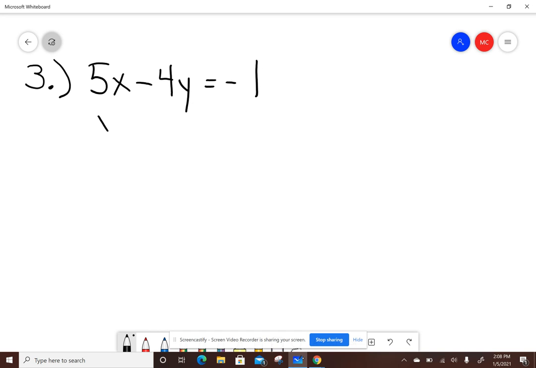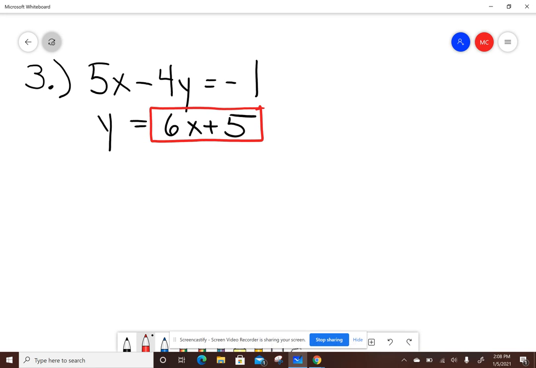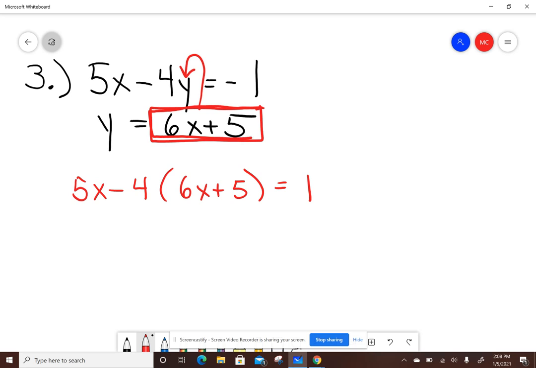So number 3 is y equals 6x plus 5. So you notice here we already have y isolated. So instead of using a y in the first equation, I'm going to plug in 6x plus 5 for y. So I write 5x minus 4 times 6x plus 5 equals 1. I just substitute this for y in my first equation.